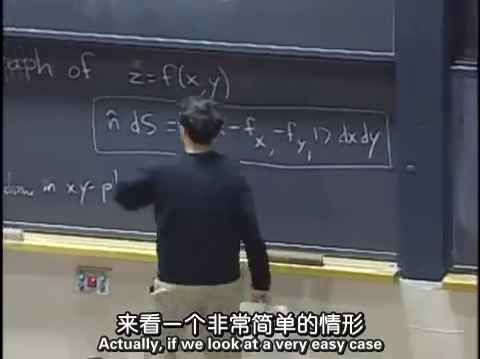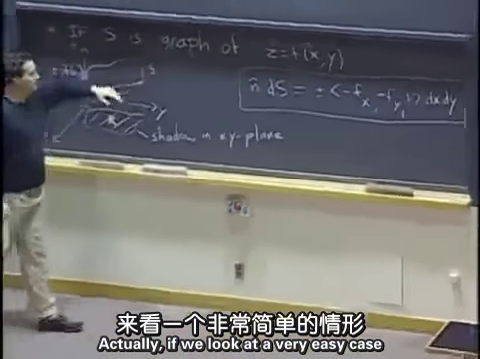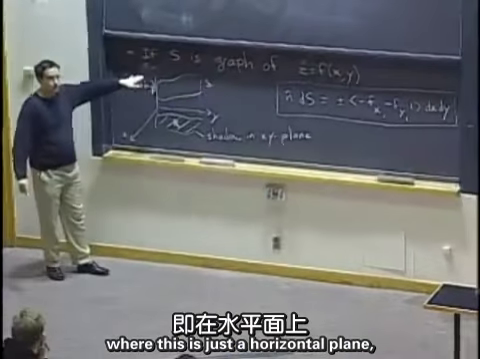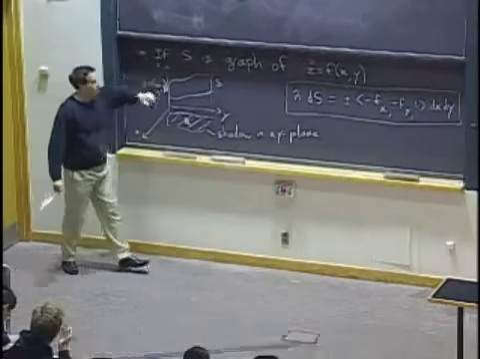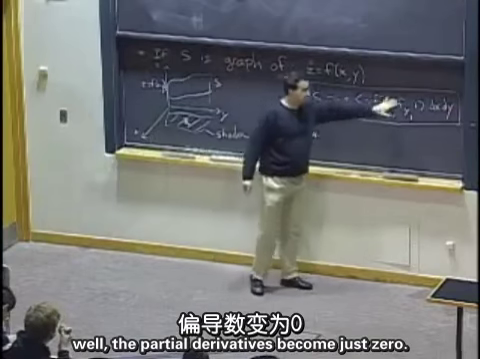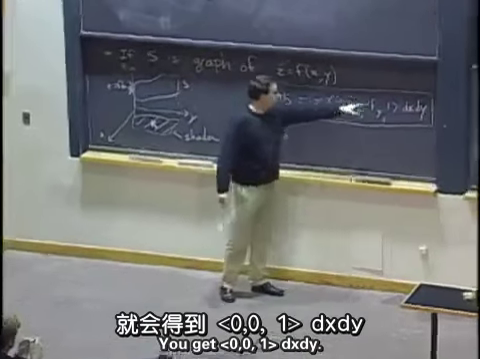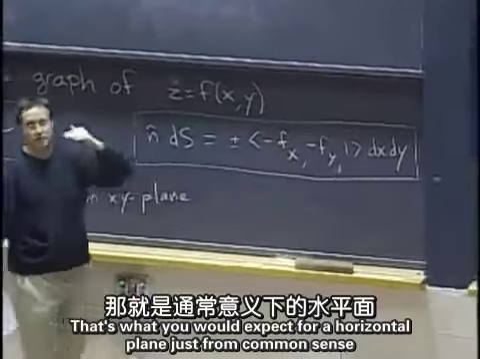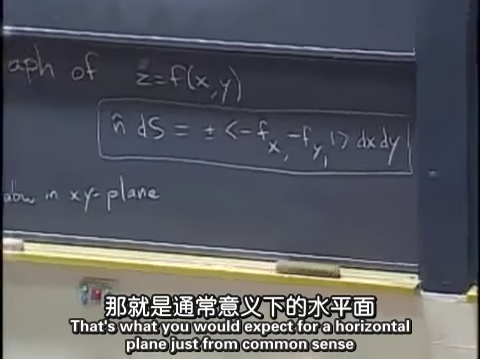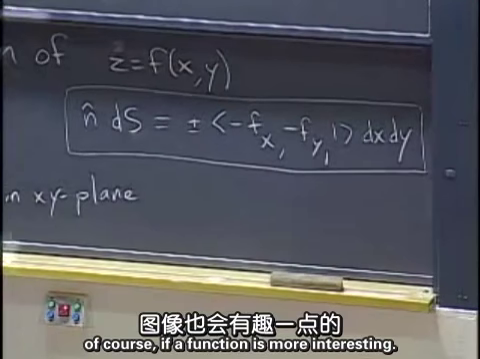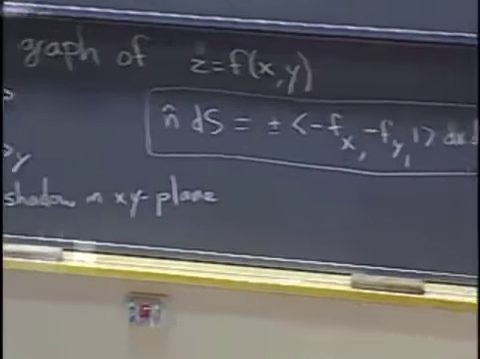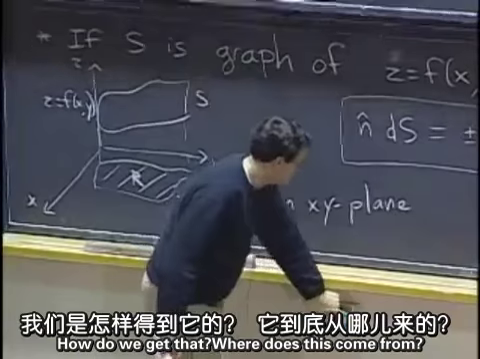So by the way, if we look at a very easy case where this is just a horizontal plane, so z equals constant, the function is just a constant, well, the partial derivatives become just 0, you get (0, 0, 1) dx dy. That's what you would expect for a horizontal plane just from common sense. So this is more interesting, of course, if the function is more interesting. So how do we get that? Where does this come from?